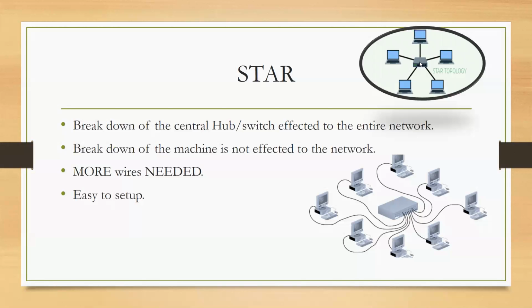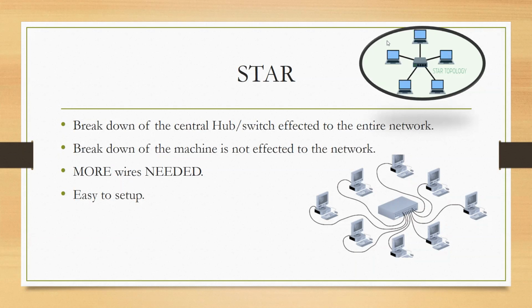If it breaks down, you can use the computers separately, but the problem is that the entire network breaks down, no? So we have to say it as the entire network. The breakdown of the central hub or switch affects the entire network, right? So you have to say it as the entire network, not a part of the network, right?